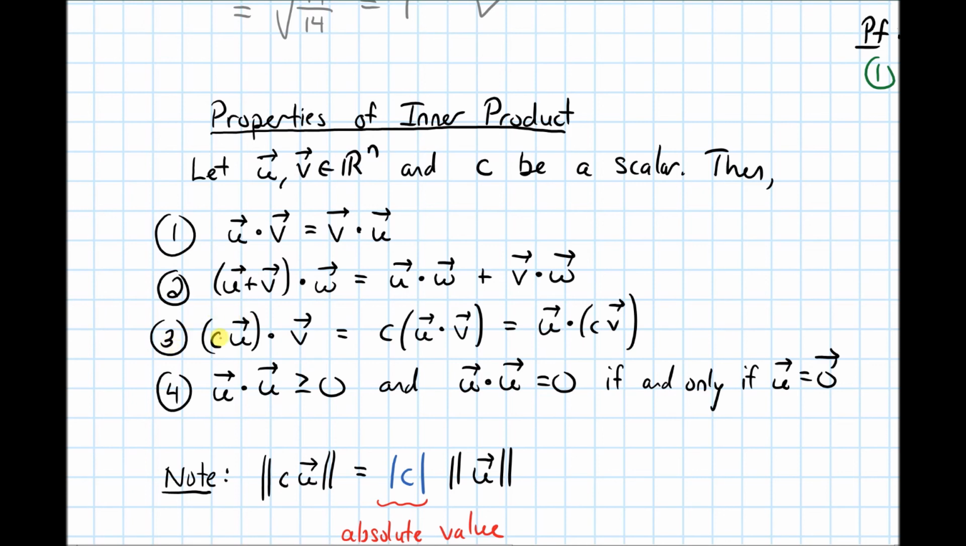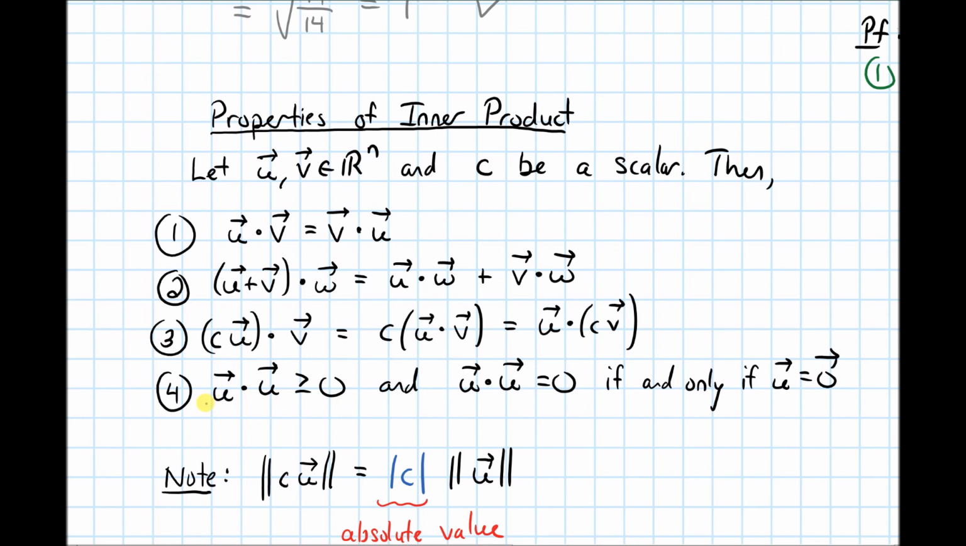Property 3 says if we have a scalar floating around in this inner product, if the scalar is multiplying u, I'm allowed to move that scalar either in front of the whole inner product or move that scalar and have it multiply v. And the fourth property says that when you take the inner product of a vector u with itself, that is always going to be greater than or equal to 0. Moreover, that inner product equals 0 if and only if the vector u is the 0 vector.